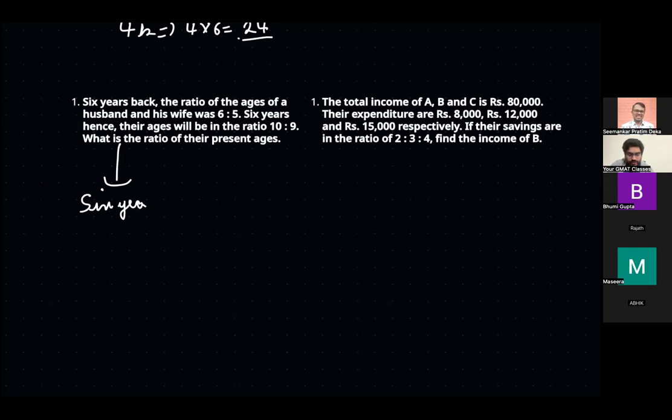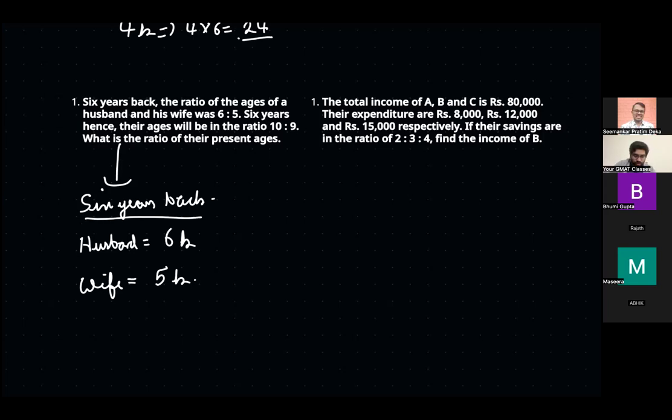So in the 6 years back scenario, the ratio of the ages, husband's age is, let's say, 6K. So the wife's age is 5K. Husband's age is 6K, wife's age is 5K, 6 years back. So what will happen 6 years later? See, understand, this is 6 years back, and I want 6 years into the future.